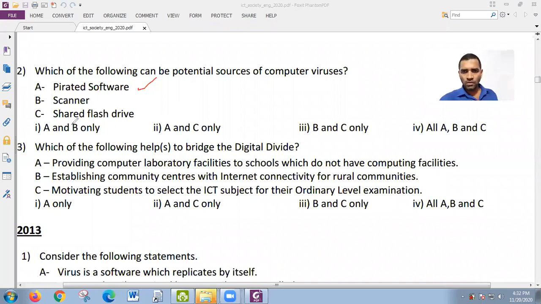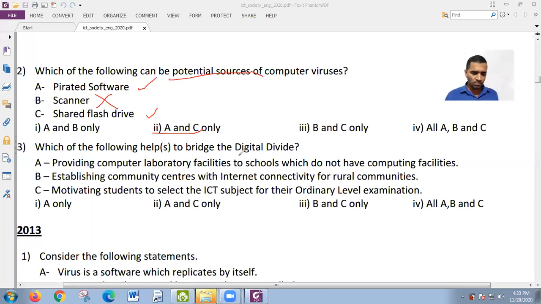Shared flash drive, that is okay, right? Because the flash drive can be used by many people. Even if you have a pen drive, your family members can share that. So definitely there is a possibility for having viruses. Okay, so the last one is right. The question is potential sources, hidden sources for viruses, right? So A, C, correct. Right, you answer second. A, C, not scanner. Scanner never. Okay, right. Next one.